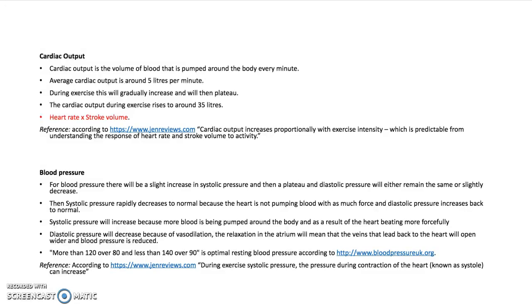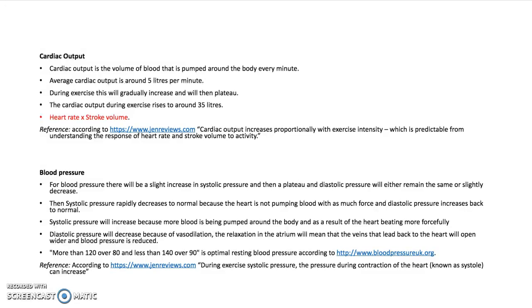Cardiac output. Cardiac output is the volume of blood that is pumped around the body every minute. The average cardiac output is around 5 liters per minute. During exercise, this will gradually increase and will then plateau because the heart rate and stroke volume both plateau. Cardiac output will plateau as a result of this.